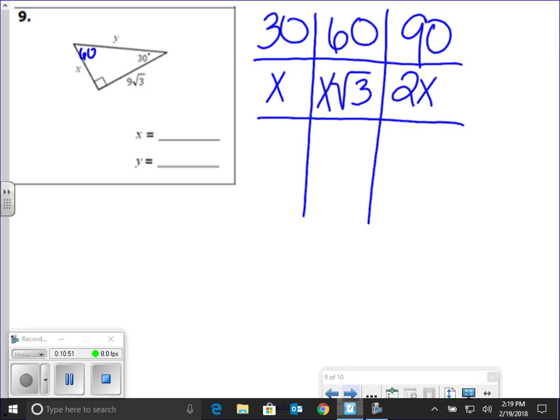What do we have? We have the long side, which is across from the 60-degree angle. So that's the 9 square roots of 3. So in order to find the short side, we need to divide that by the square root of 3, which we get 9. And then to get the hypotenuse, we multiply it by 2. We get 18. Okay? So the hypotenuse is y, so that's 18. And the short leg is 9. Okay? So hopefully that helps, and then you get to do some practice.